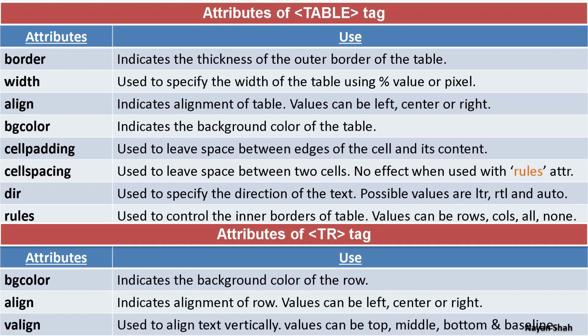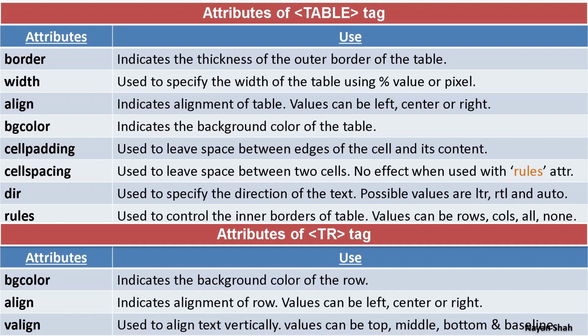DIR is used to specify the direction of the text. So direction can be LTR, that is left to right, or it can be RTL, that is right to left, and auto, that is the default. We will see this also practically. If you say LTR, the table columns will be displayed all the way from left to right, and if you say RTL, it will be displayed from right to left.